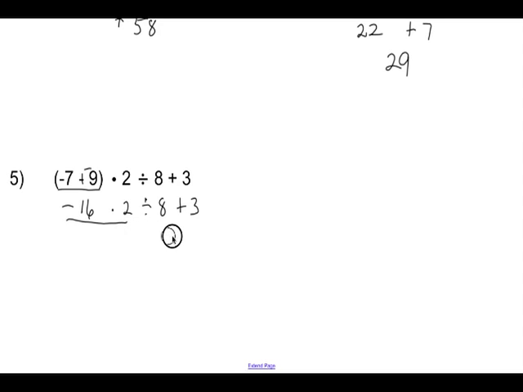Okay, so I'll just do the negative 16 times 2 first. Negative times a positive is a negative. So I have negative 32 divided by 8 plus 3. Now I can go ahead and do my division. Negative divided by a positive is a negative. 32 divided by 8 is 4. And I'm left with negative 4 plus 3, so I have more negatives, and then I subtract, so negative 1.